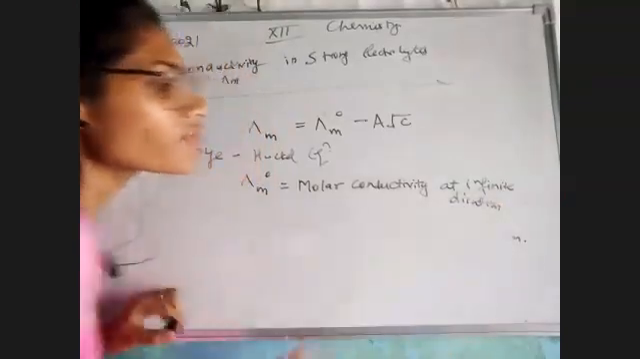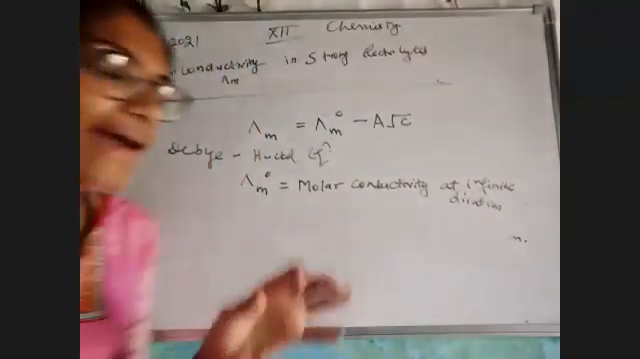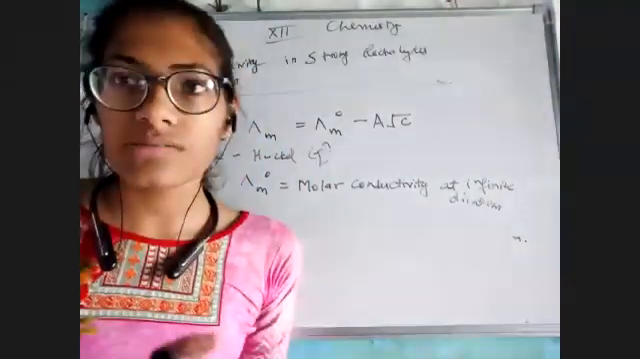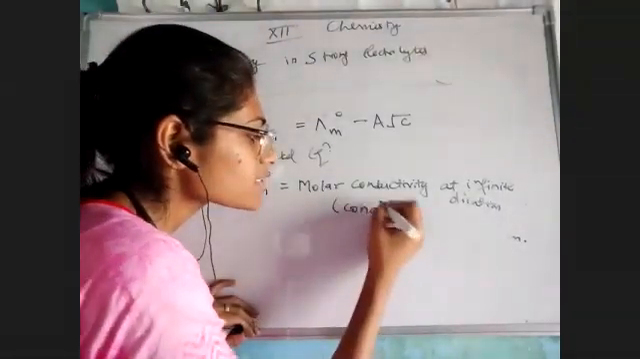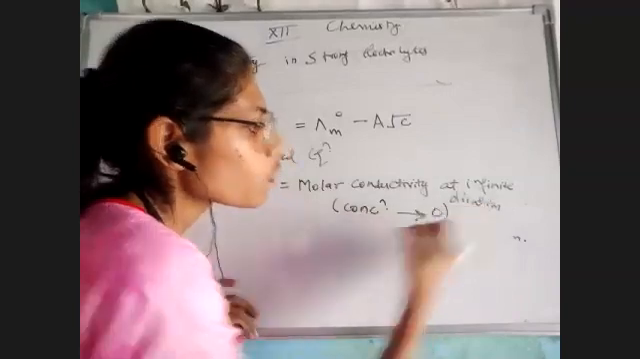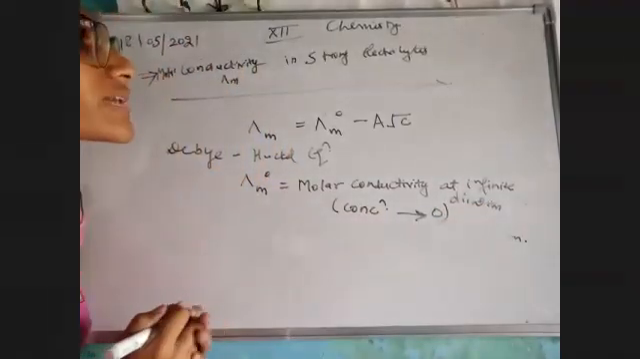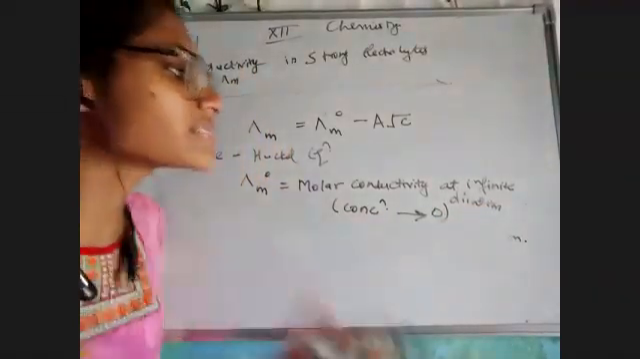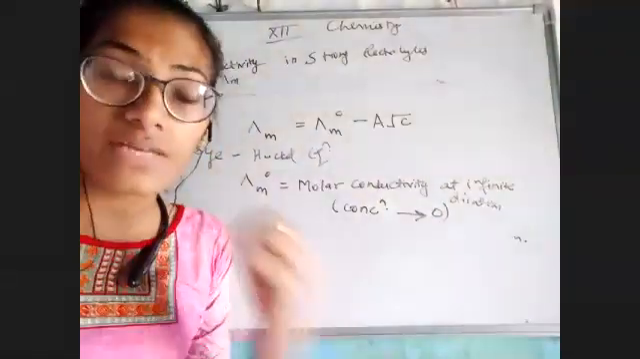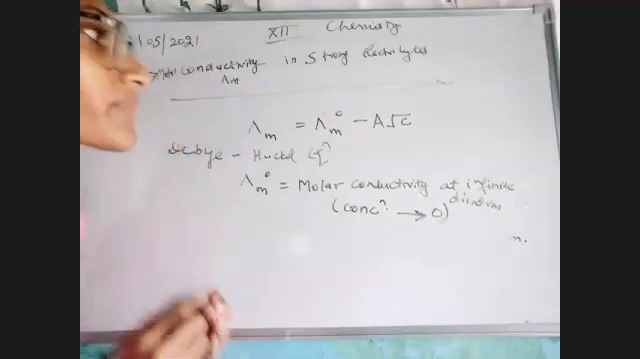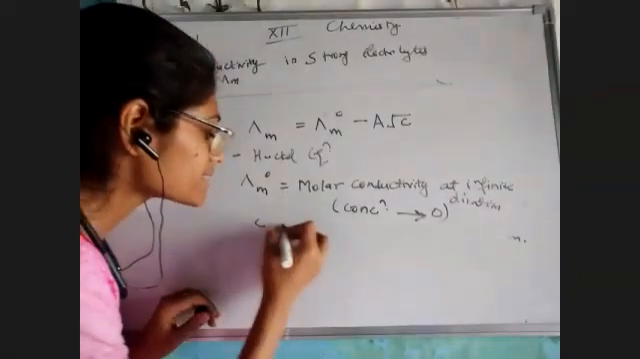What does it mean, infinite dilution? It means we have added as much solvent as we could. In this case, we would say the concentration would be equal to 0. The concentration of electrolyte would be almost 0 because we have maximally diluted it, we have infinitely diluted it. And C is known to be concentration.